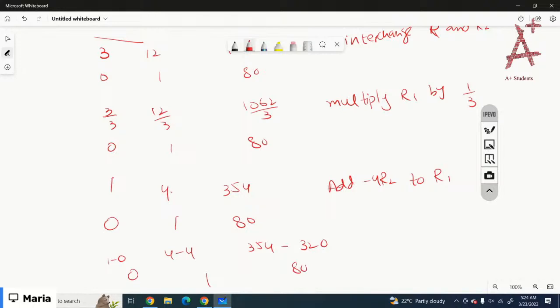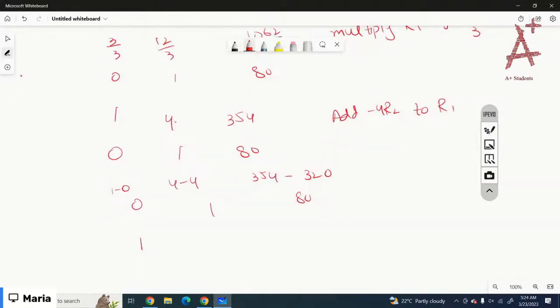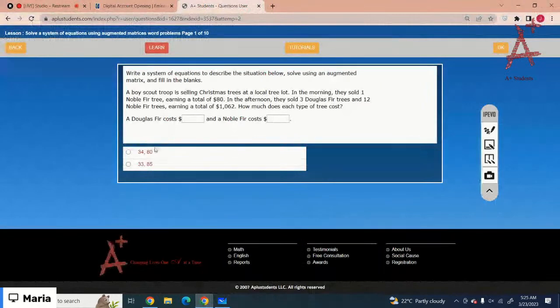So when you solve this, 1 minus 0 is 1, 4 minus 4 is 0, 0, 1, 354 minus 20 is 34, and 80. So see, you have 1 0 and 0 1, and this is the solution of the equation. It would be 34 and 80. Got it? So the solution would be 34 and 80. Yes, 34 and 80, option number 1 is the correct option. Got it?